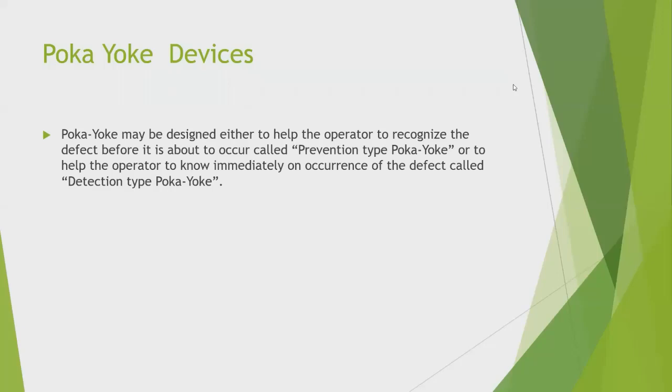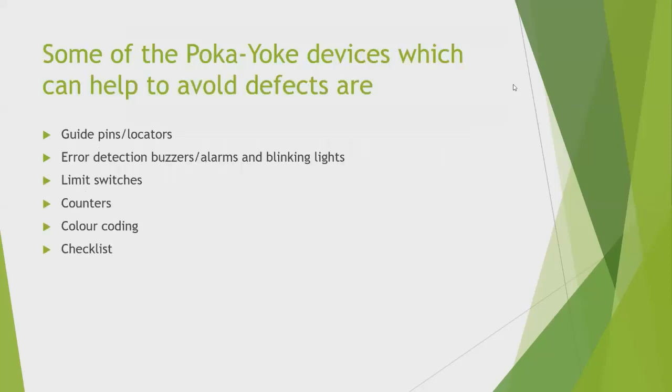Poka-yoke device. Poka-yoke may be designed either to help the operator recognize the defect before it is about to occur, called prevention type Poka-yoke, or to help the operator know immediately on occurrence of the defect, called detection type Poka-yoke. Some of the Poka-yoke devices which can help to avoid defects are guide pins, locators, error detection buzzers, alarms and blinking lights, limit switches, counters, color coding, checklist.